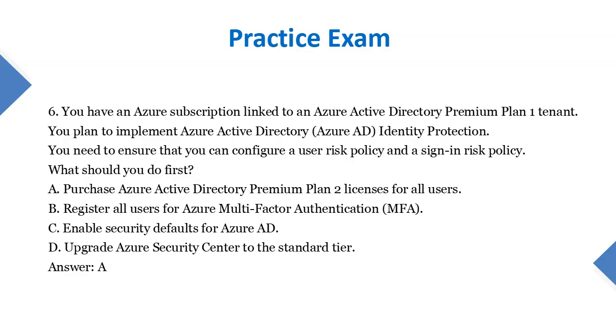6. You have an Azure subscription linked to an Azure Active Directory Premium Plan 1 tenant. You plan to implement Azure Active Directory, Azure AD, Identity Protection. You need to ensure that you can configure a user risk policy and a sign-in risk policy. What should you do first? A. Purchase Azure Active Directory Premium Plan 2 licenses for all users. B. Register all users for Azure Multi-Factor Authentication, MFA. C. Enable security defaults for Azure AD. D. Upgrade Azure Security Center to the standard tier. Answer: A.